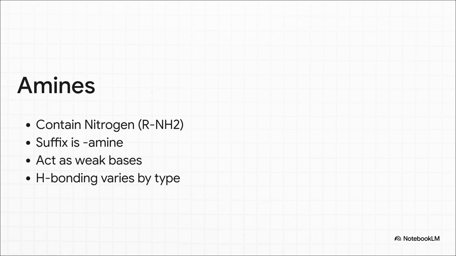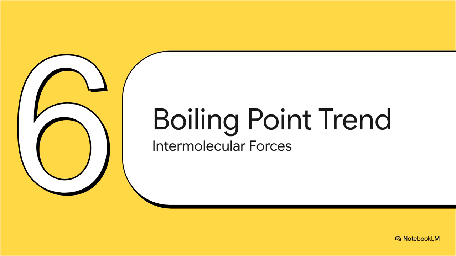Now, amines are super unique here because they act as weak bases. Why? Because nitrogen has a lone pair of electrons just waiting to accept a proton. While the smaller amines dissolve perfectly in water, their boiling points depend entirely on whether they have NH bonds available for hydrogen bonding. Because of this, primary and secondary amines have moderately high boiling points, while the tertiary amines definitely lag behind.